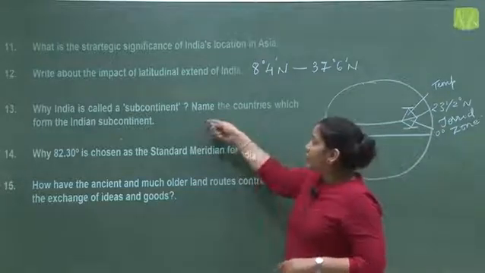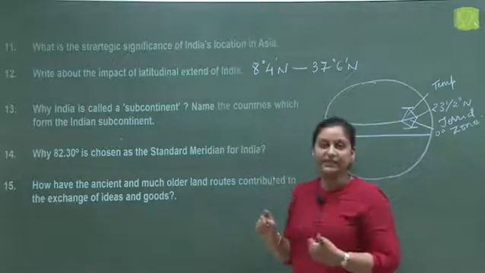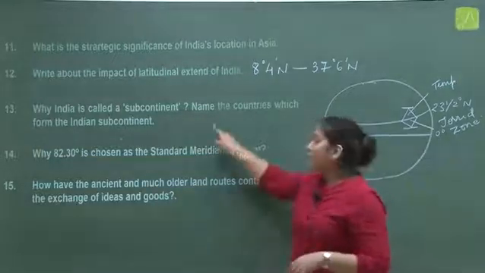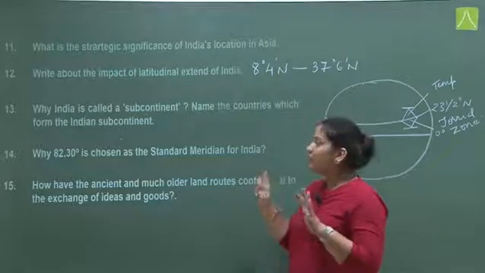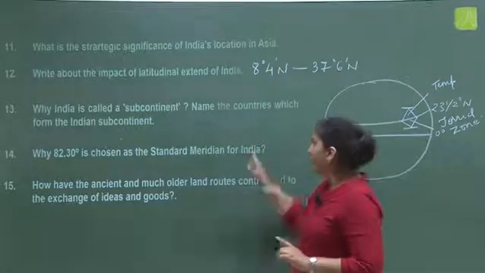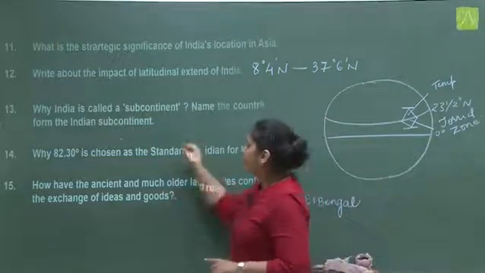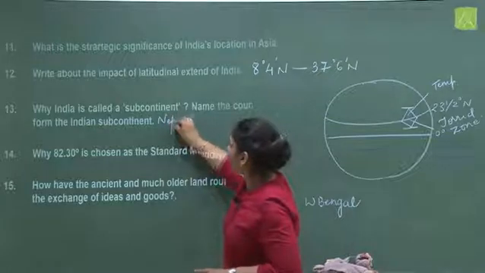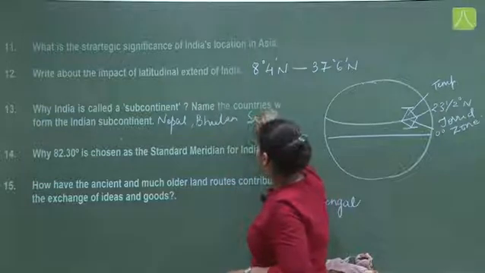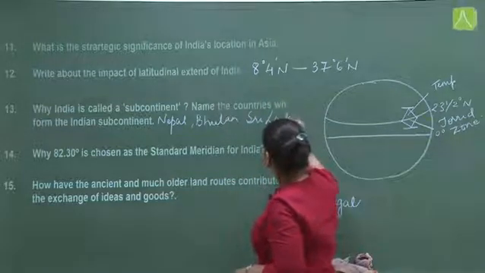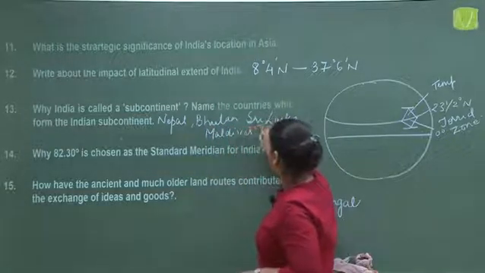Next question, you have to tell why India is called a subcontinent. We have already discussed it earlier while reading the chapter. India is called a subcontinent because of the 6 physical features present. We have all the 6 physical features present in our country. The countries which form the subcontinent along with India are Nepal, Bhutan, Sri Lanka, Maldives and Pakistan.